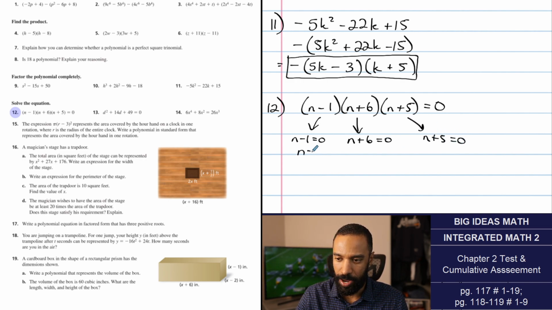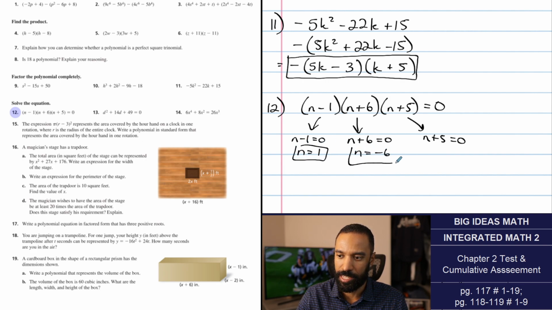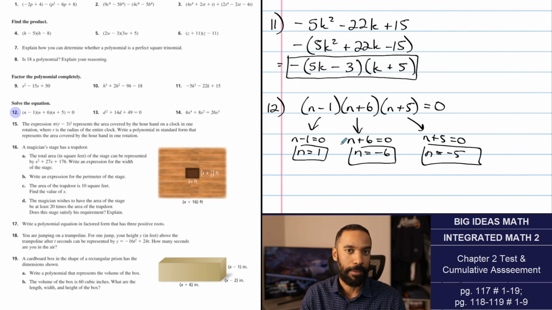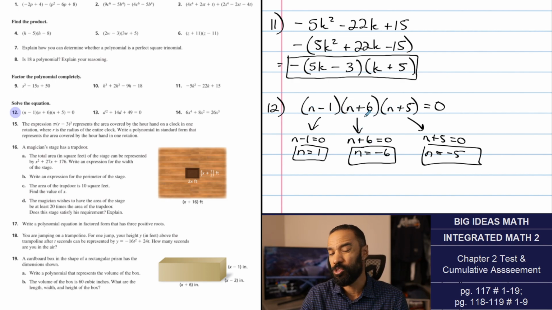Simple solving from here, n either equals 1. Subtract 6 over, n is negative 6, and the last one is n equals negative 5. Next time I will not spend time showing the step above to go to this step here as far as subtracting or moving things over. It's just the opposite sign for those particular problems. Maybe not for all of them.